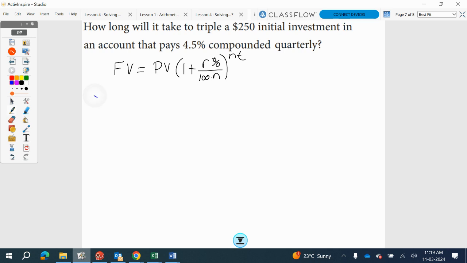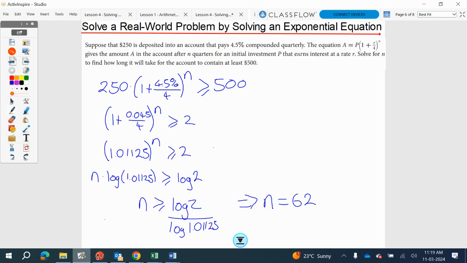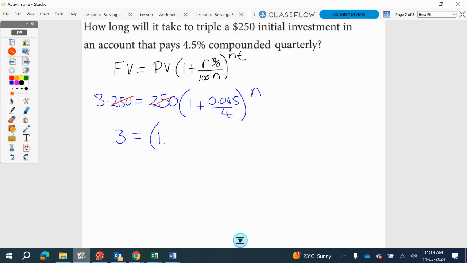We want it to triple, so we want 3 times 250 equals 250 times 1 plus 0.045 over 4 to the n, where n is the number of quarters. This is the equation we're using. Divide both sides by the initial amount. I didn't even need the initial amount, I'll just get 3 times as much. And this one we saw last time simplified to 1.01125 to the n. So then we can take logs of both sides.